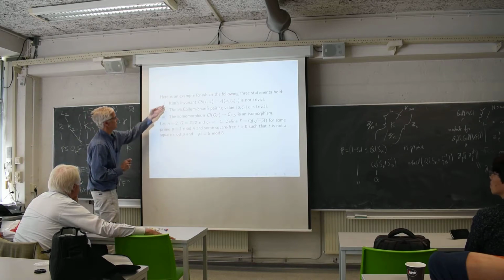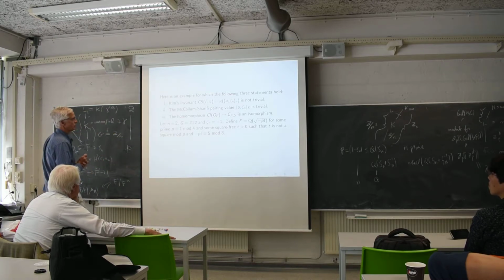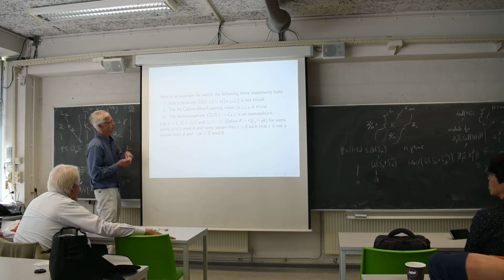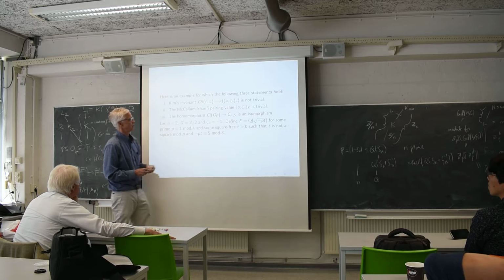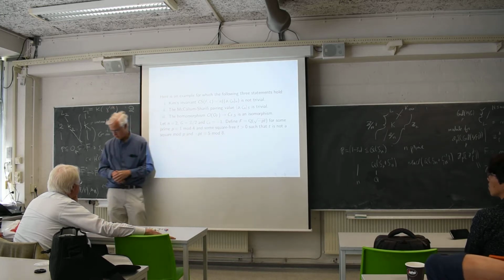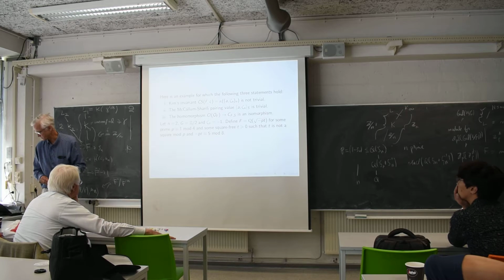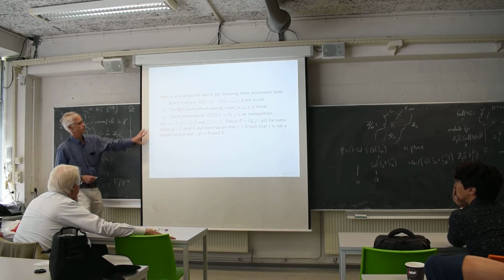You can find examples where Kim's invariant is not trivial, the value of the McCallum-Sharifi pairing is trivial, and it's not because the target groups somehow degenerate. I mean, the class group always maps to the S-class group. In fact, that's one of Mignon's first examples in their paper with the 6 alphas.